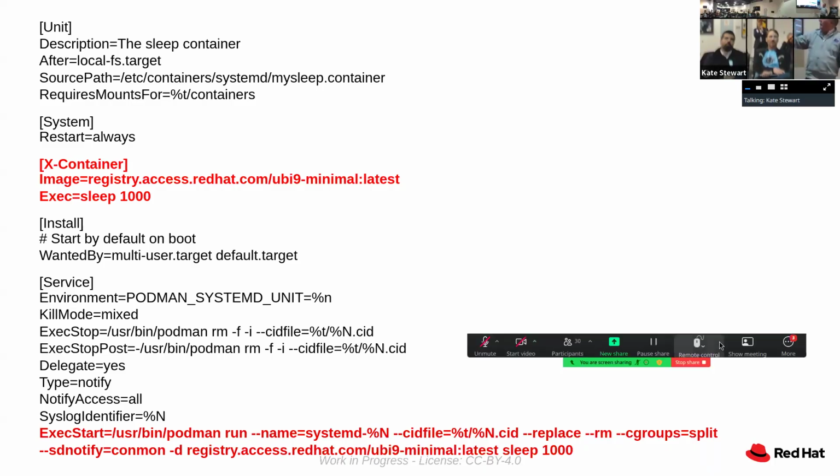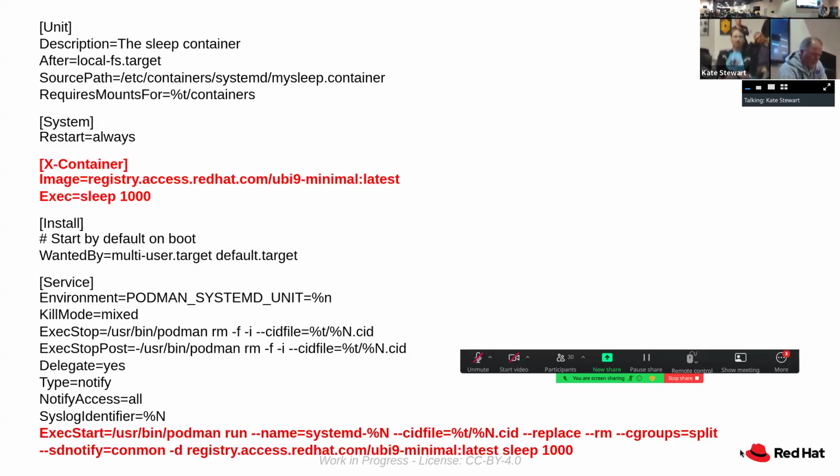You can see down here, it's a fairly complex line, but it does things like set up cgroup split, which allows systemd to share it, and says how to notify the system. Basically, it's building in the Podman team's intelligence of how systemd would want to monitor a container. But from your point of view, you just have to write the simple line. So we're going to get a little bit more into Quadlets.